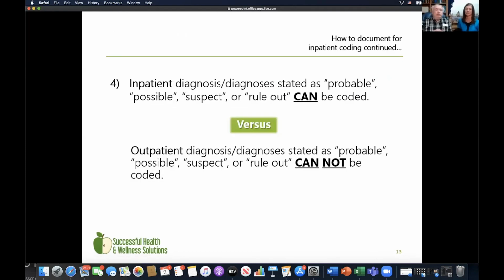So let's look at the difference in inpatient coding and outpatient coding. With your inpatient coding, your diagnoses that are stated as probable, possible, suspect, or rule out can be coded, while in the outpatient world, those conditions cannot be coded. We have to have a definitive diagnosis in outpatient to be able to code those. So in the outpatient world, without establishing a firm diagnosis, you would basically code the symptoms, and very rarely does a symptom qualify as a HCC risk-adjusted diagnosis.